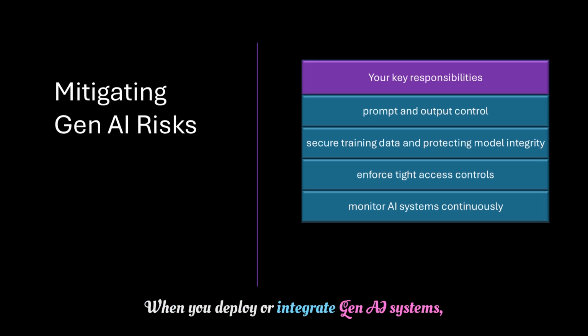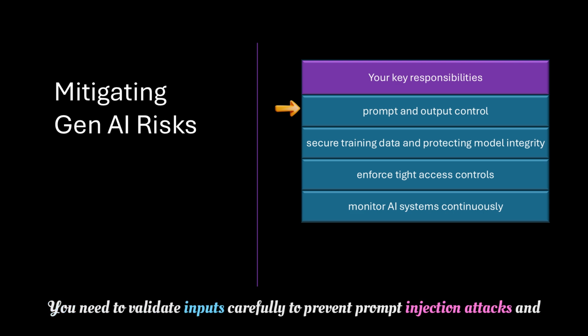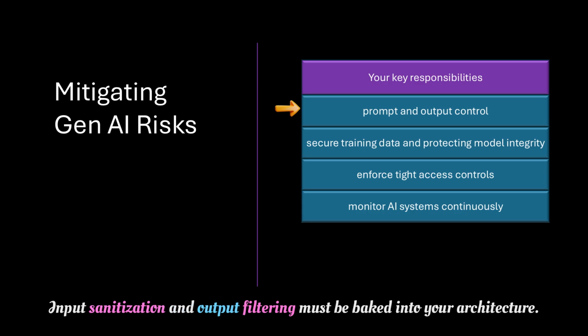When you deploy or integrate GenAI systems, your first responsibility is to identify and manage the unique risks associated with AI models. You cannot assume that standard IT controls are enough. GenAI risk mitigation must address four major areas. First, you must implement prompt and output controls. You need to validate inputs carefully to prevent prompt injection attacks and continuously monitor outputs to detect harmful or unexpected responses. Input sanitization and output filtering must be baked into your architecture.